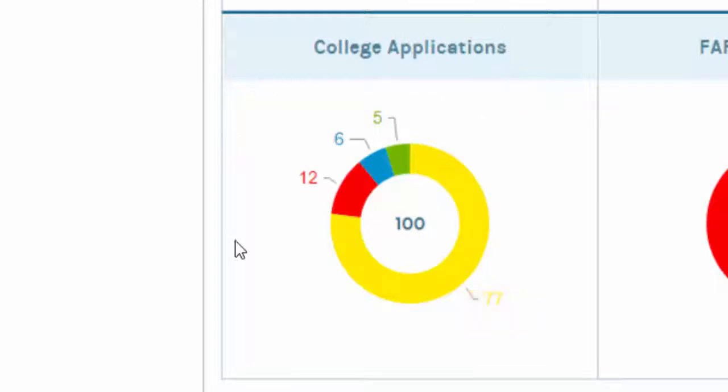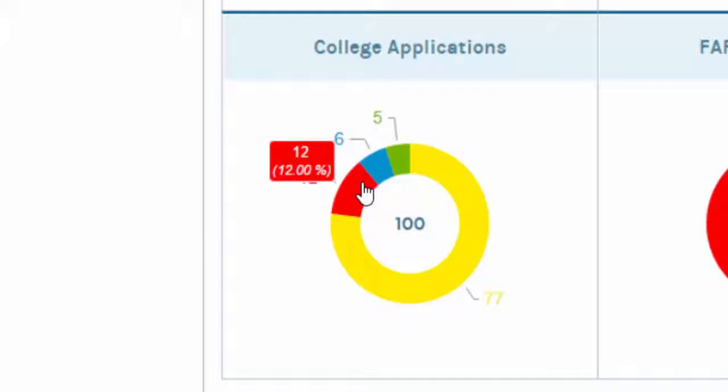For example, if we look at the college applications graph, the criteria that I have already set for this graph is that if a student has one application, they'll be yellow. If they have two applications, they're green. And if they've done three, they're blue. Any student who has not submitted an application is red. And you can see that there are 12 red students. If I'm an advisor, this helps me because these are probably the 12 students that I need to talk to.